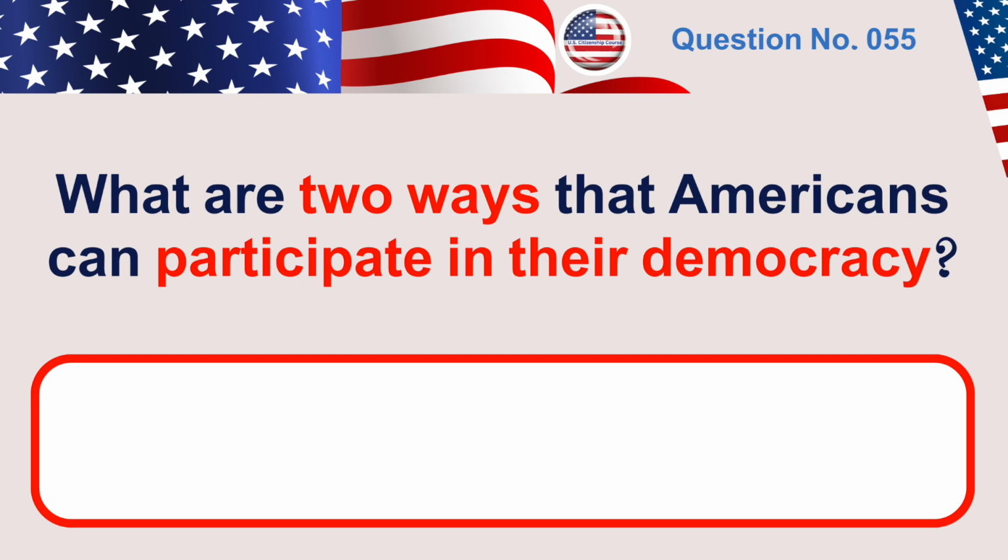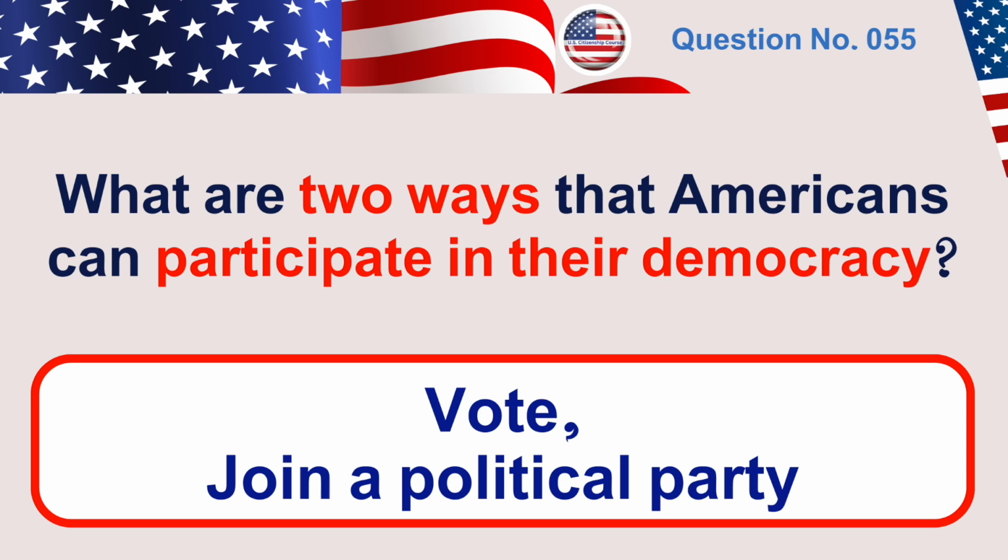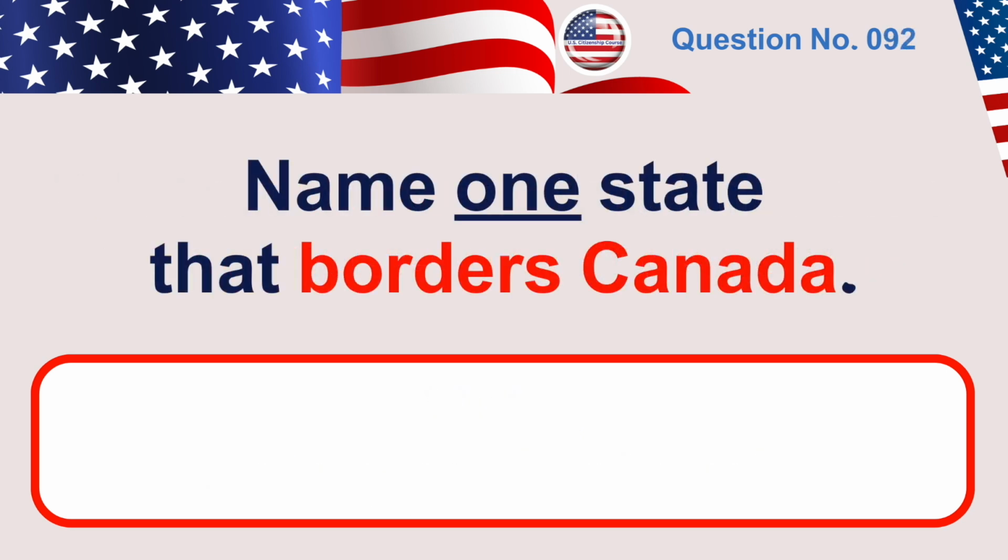What are two ways that Americans can participate in their democracy? Vote. Join a political party. Name one state that borders Canada. New York.